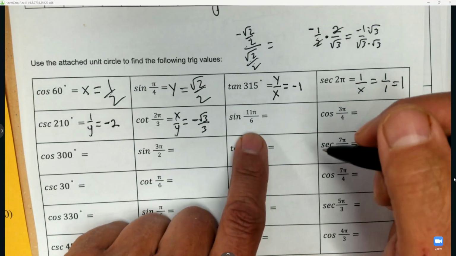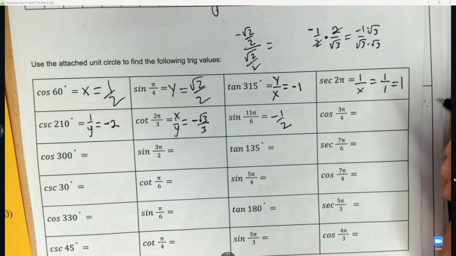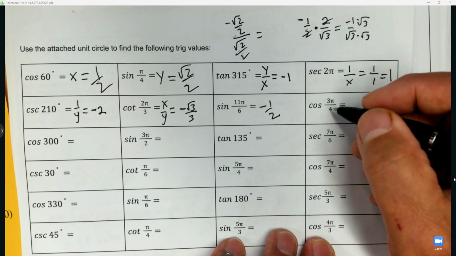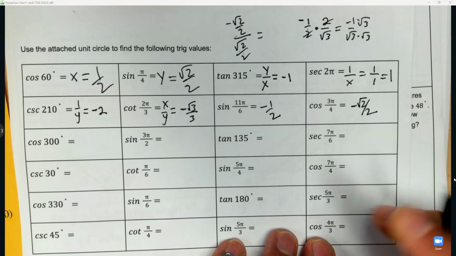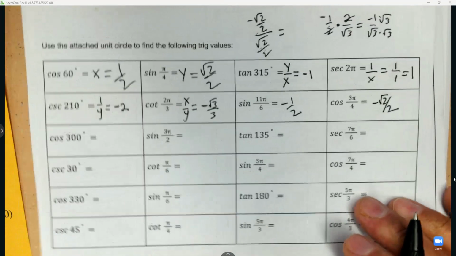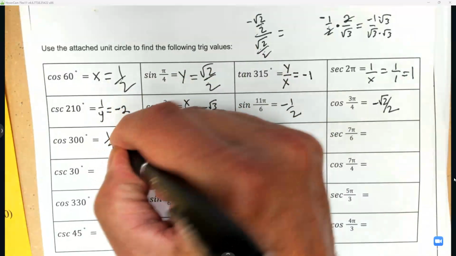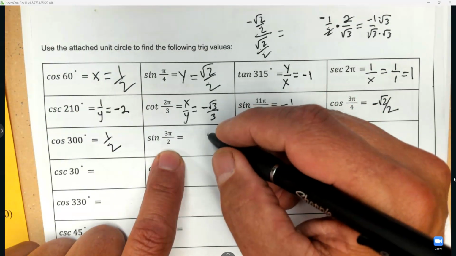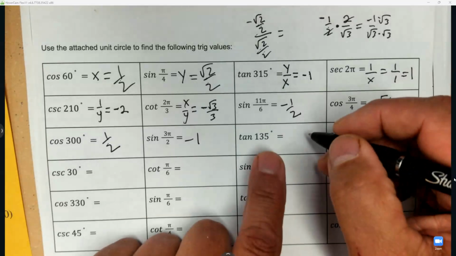Sine and cosine, those are the simple ones. Find 11 pi over 6. What's the y coordinate? It matters if the answer is positive or negative. Cosine 3 pi over 4, that's the x. Find where the x coordinate is. That's negative root 2 over 2. Cosine, again, is the x. Look for 300. The x coordinate. Sine 3 pi over 2, find it. That's at the bottom of your circle. It's the y coordinate. That's negative 1.